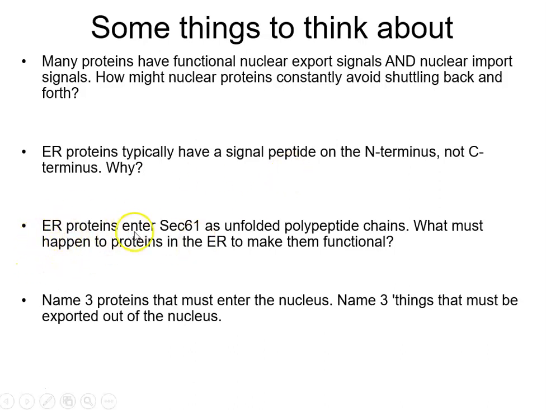Endoplasmic reticulum proteins, and also some mitochondrial proteins as well, they enter as unfolded polypeptide chains. How might they change once they get into that destination? So particularly within the ER, what happens to proteins in the ER to make them functional? And then something else to think about: what goes on in the nucleus. I want you to name 3 proteins that must enter the nucleus. I also want you to name 3 things that must be exported out of the nucleus. Okay, because this will help to explain the nuclear import-export lecture that's probably going to be next week.